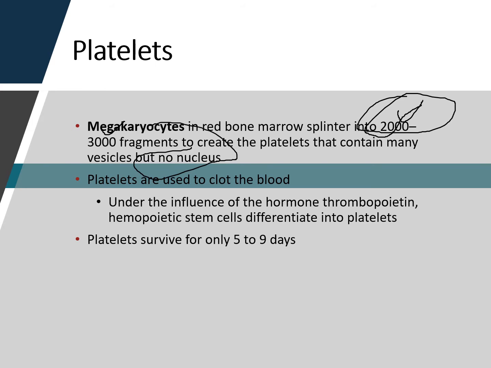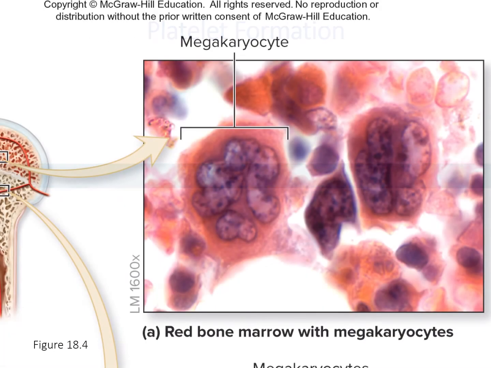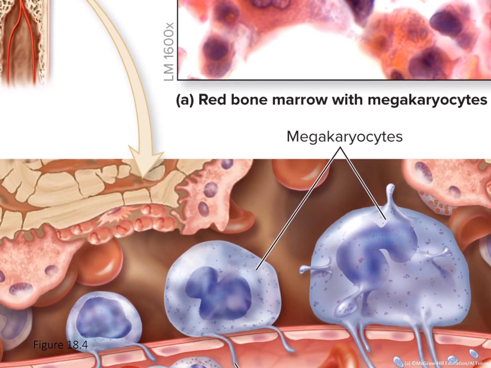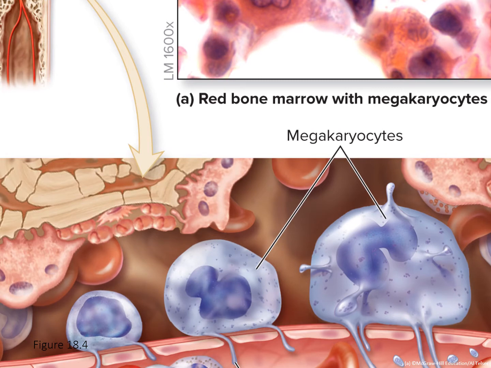Platelets are used to clot the blood. Under the influence of the hormone thrombopoietin, hematopoietic stem cells differentiate into platelets. Platelets only survive for about a week or so. We have to keep making more and more platelets from those megakaryocytes, which break apart into those platelets. Here you can see the megakaryocyte breaking up into platelets, not all at once.